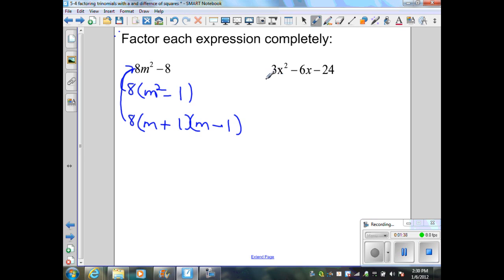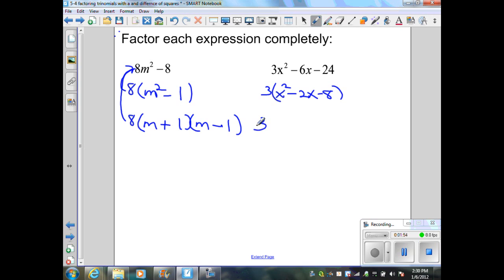Next, I have a trinomial. Here I realize I can factor out a 3. When I do, 3x squared divided by 3 is x squared. Negative 6 divided by 3 is a negative 2x. Negative 24 divided by 3 is a negative 8.